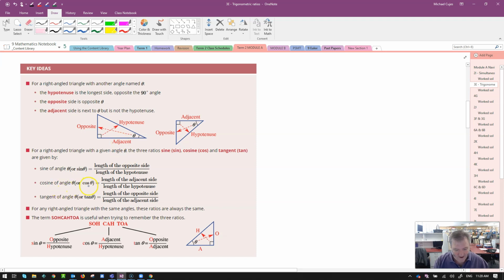The cosine of an angle, or cos, as you would have seen it on your calculator, is the adjacent side divided by the hypotenuse, and the tangent of an angle, the tan ratio, is the opposite side divided by the adjacent. Now we need to remember those, and some people need a mnemonic or some way of remembering them, and the term that we tend to use is SOHCAHTOA. So SOHCAHTOA: sine opposite over hypotenuse, cosine adjacent over hypotenuse, tan opposite over adjacent. If we remember that, you're going to find this section very easy.